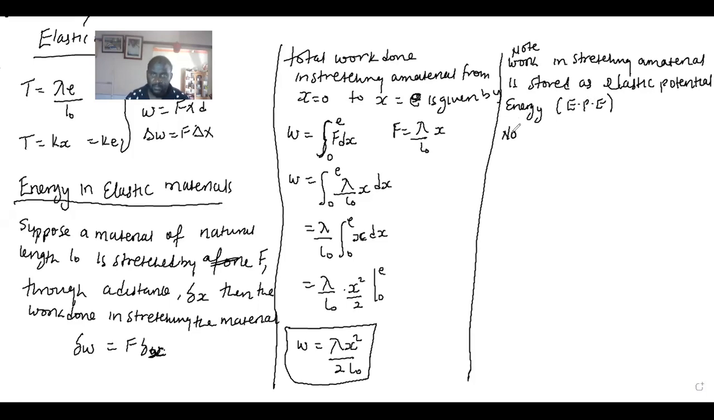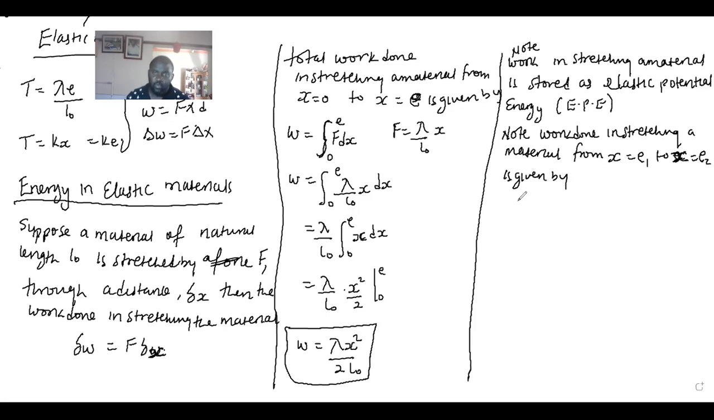Also, we have another note. The work done in stretching a material from extension E1 to extension E2 is given by: work done is equal to lambda E2 squared over 2 L naught minus lambda E1 squared over 2 L naught. That is assuming E2 is greater than E1. So this would give us lambda over 2 L naught into E2 squared minus E1 squared.